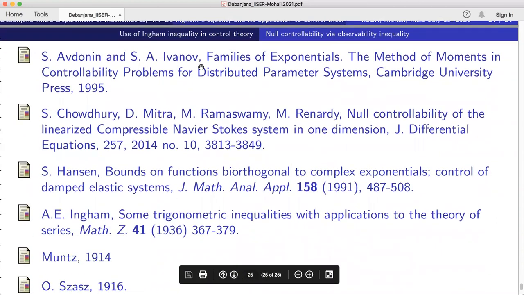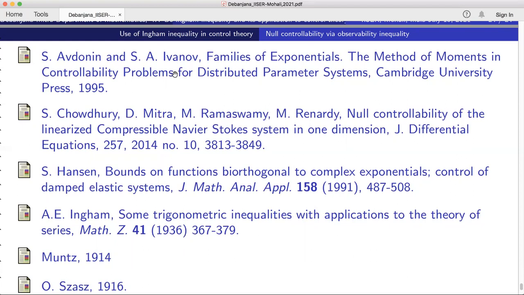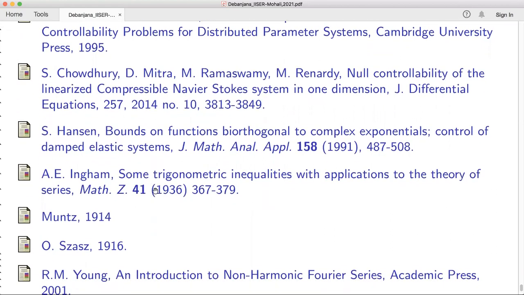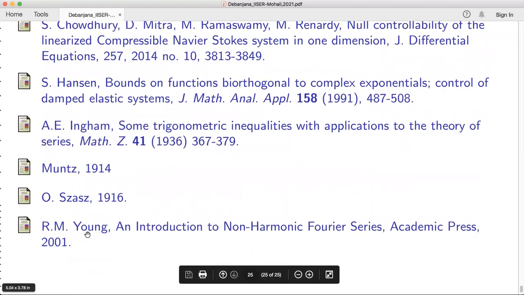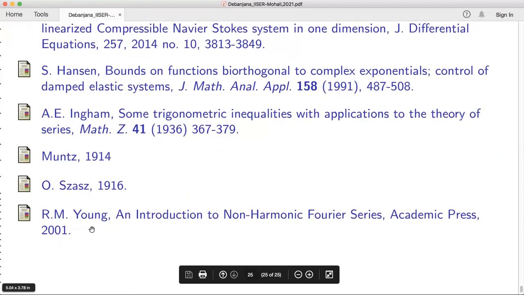Okay, then some references. This is the first reference. They also talk about families of exponentials, and they have a detailed study of such inequalities, and even the optimal estimate of the constant. Then Hansen proved this generalized type of Moon-Shor's inequality when the exponents are complex. And Ingham, that was the original paper. And for non-harmonic Fourier series, there are some interesting results and useful theorems we can see from this reference by Young. So that's what I planned.